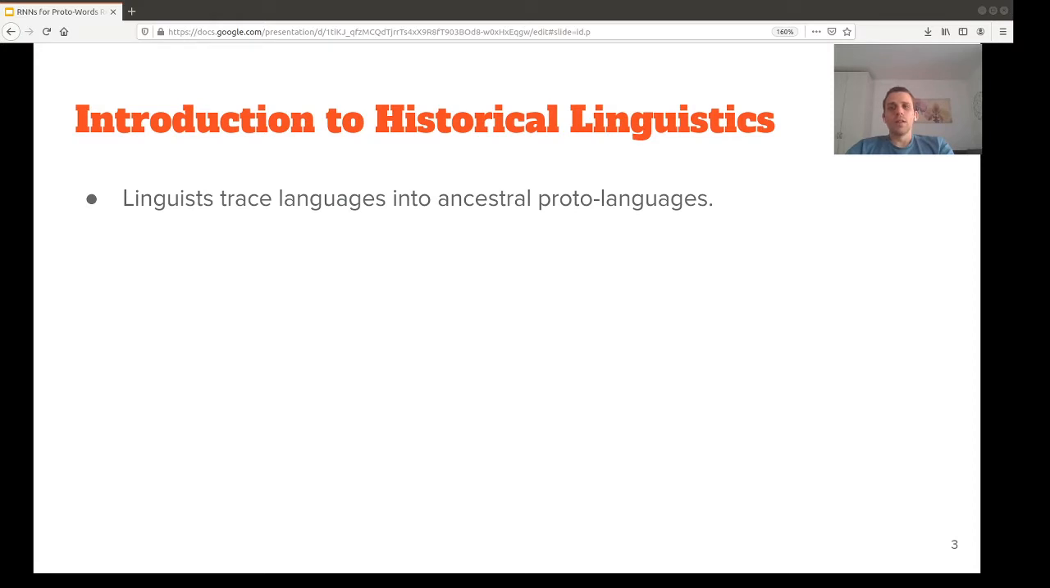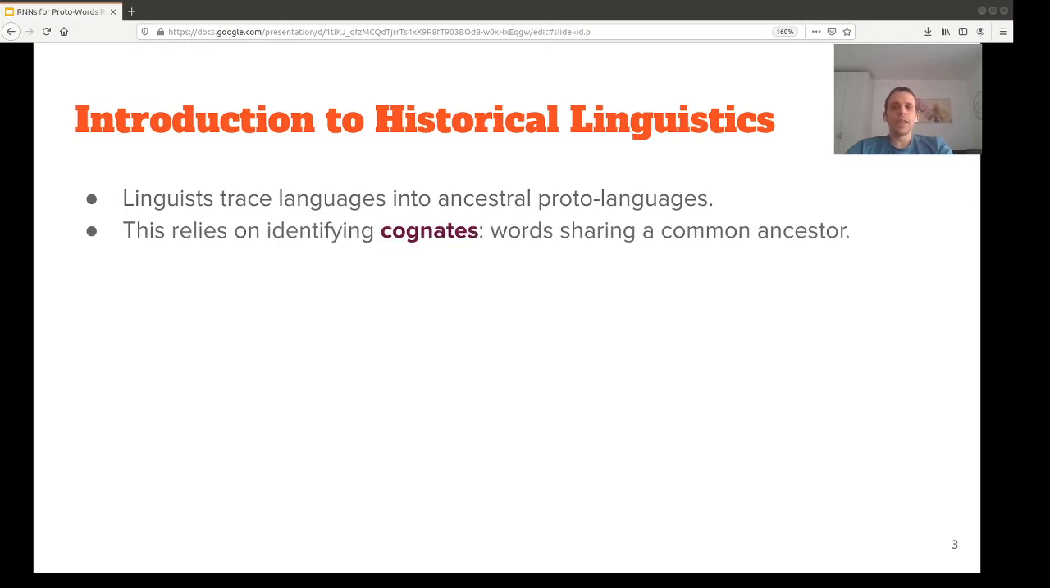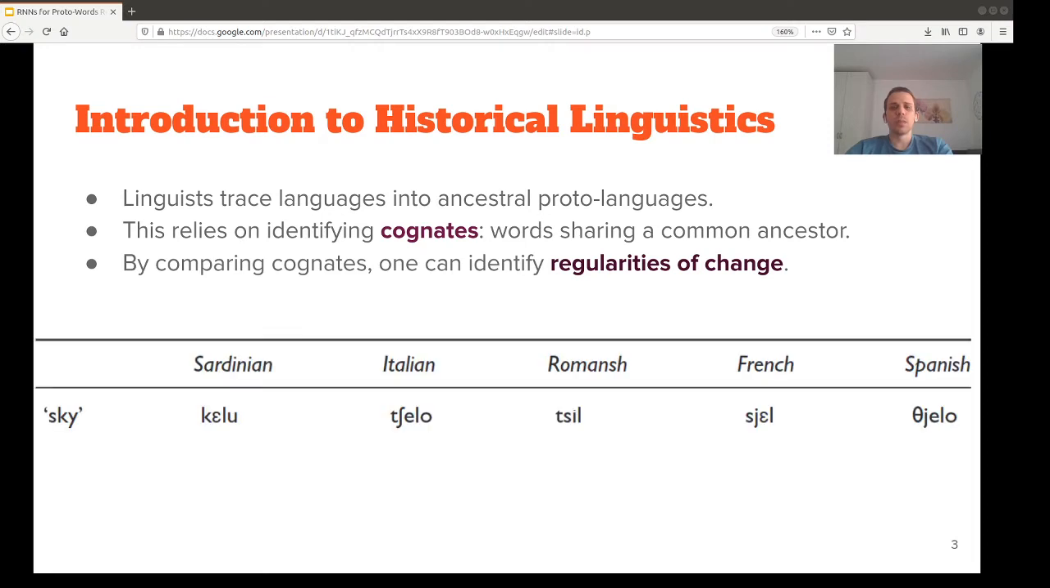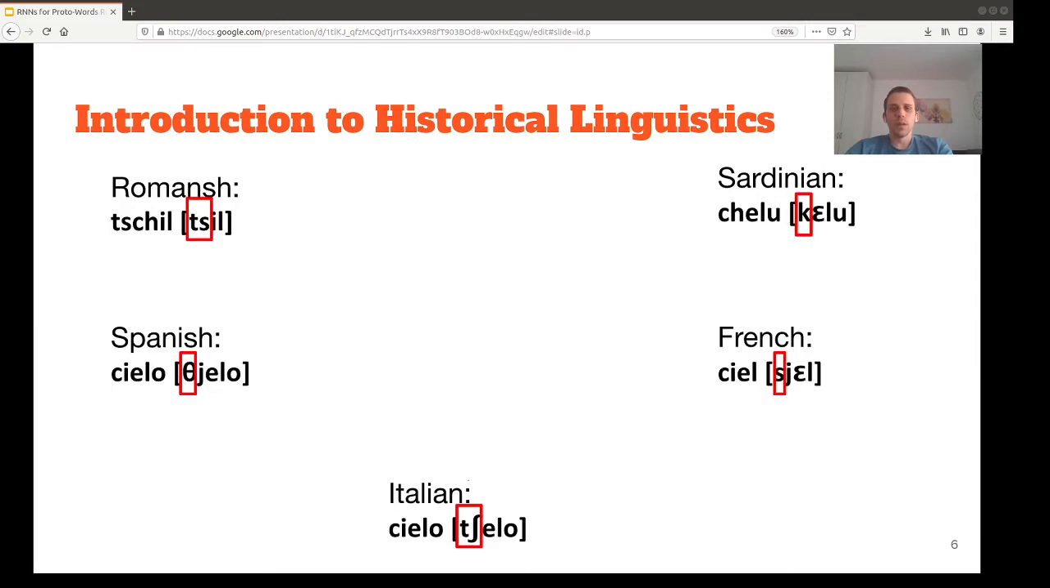Historical linguists deal with the reconstruction of ancestral languages called proto-languages on the basis of words they observe in their daughter languages. To do so, they identify a set of cognate words, that is, words sharing a common ancestor. By their comparison, they identify regularities in the sound change, which can be used to reconstruct the form of the proto-word. As an example, consider the similarity between the different words in the Romance languages for the word sky, presented here. We present the IPA form, the form that encodes how the word sounds, in square brackets.